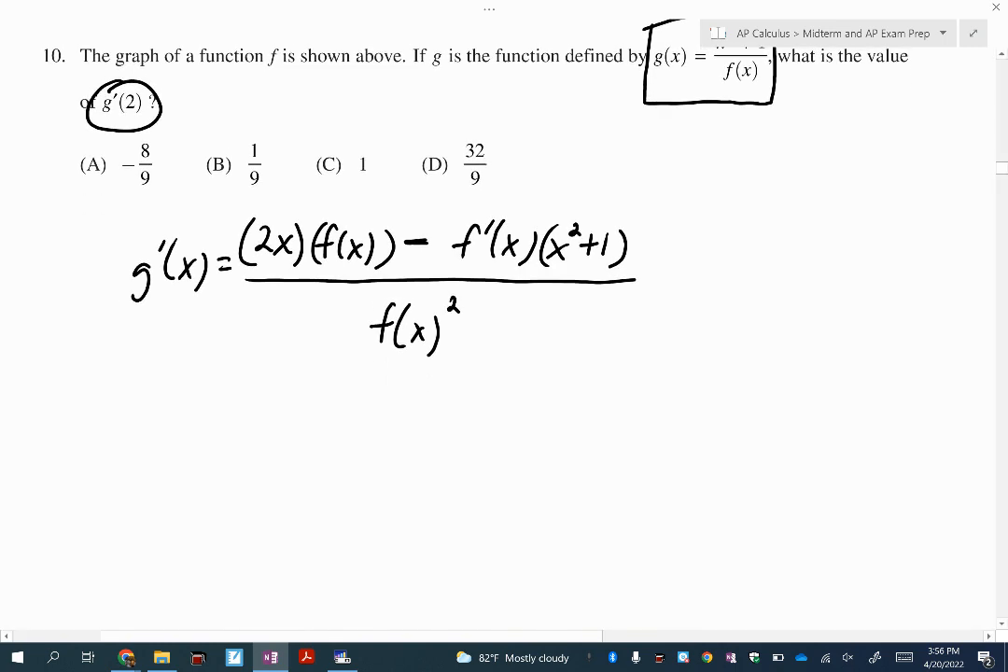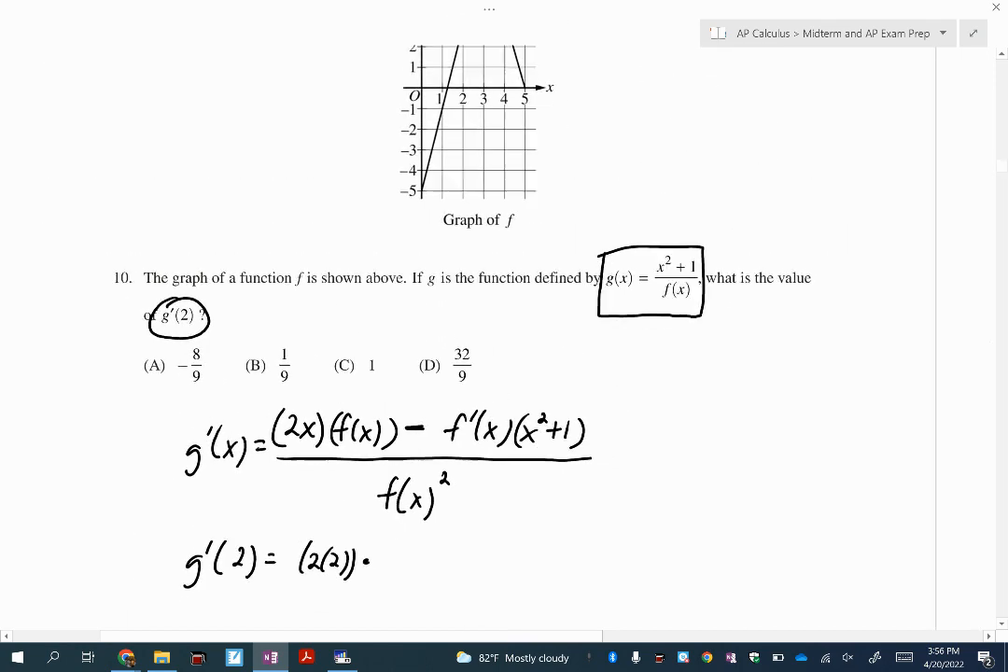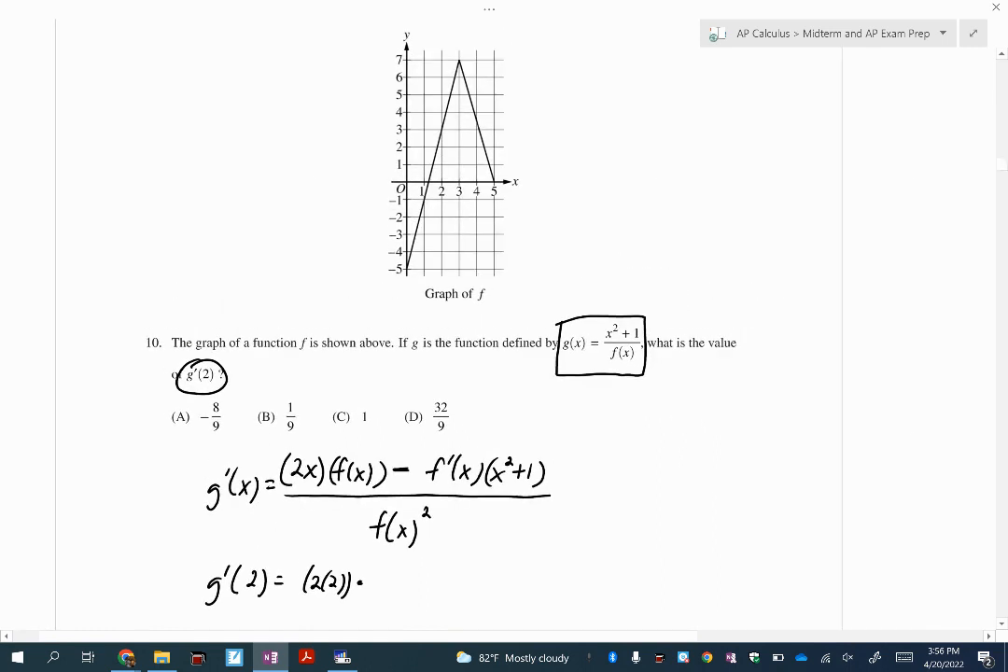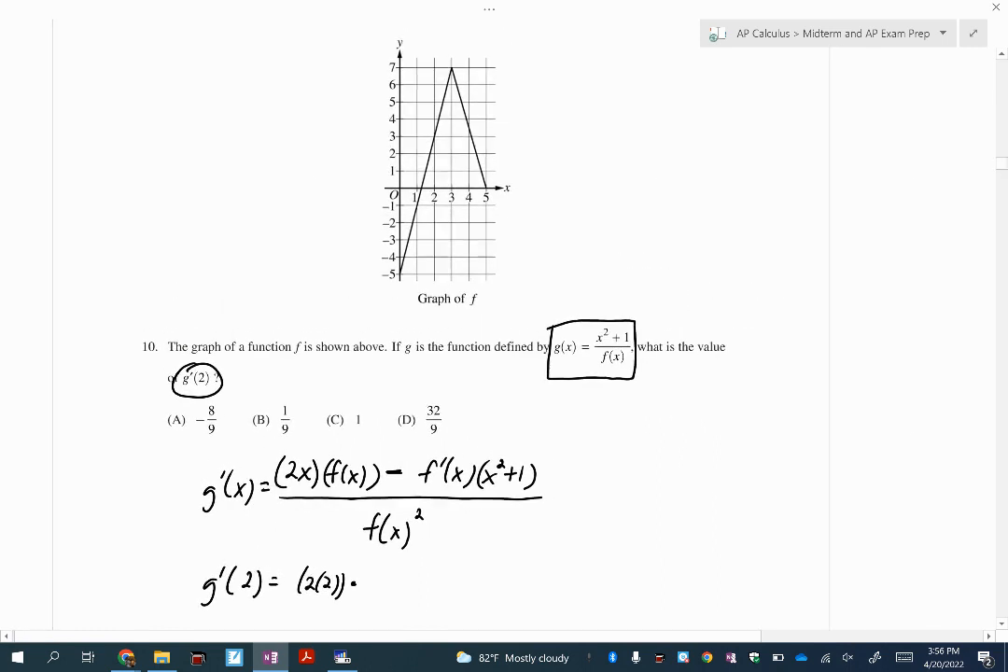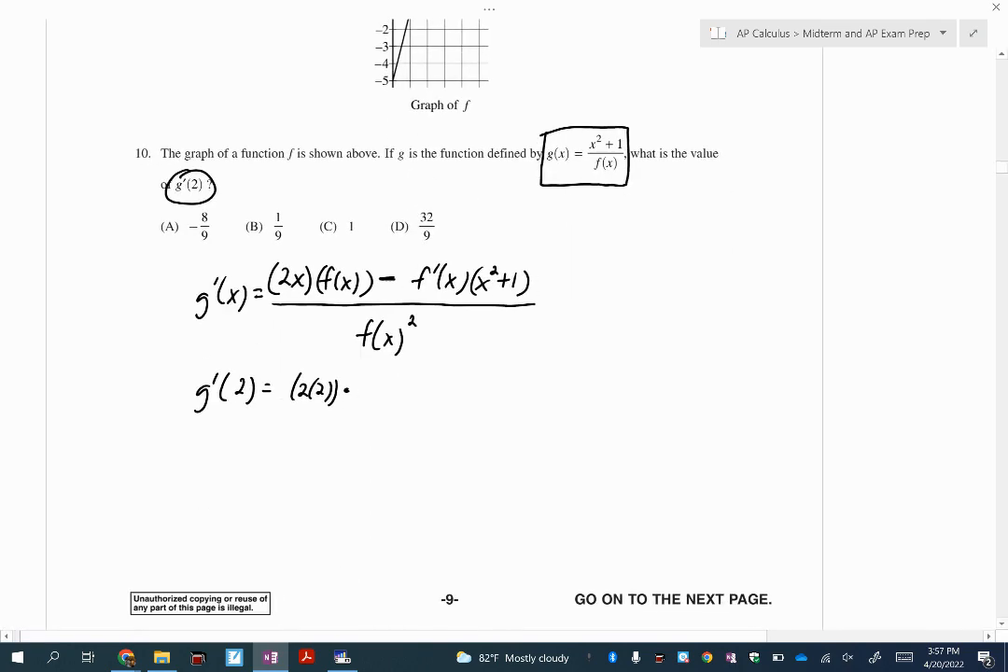Now we're going to plug in where you see x. So I'm going to do 2 times 2 times f of 2. Can you guys do this if I don't show the step? Jennifer, let's see if you can do it. What do they give me? They gave me the graph, right? So what is f of 2? It's 3. Nice.